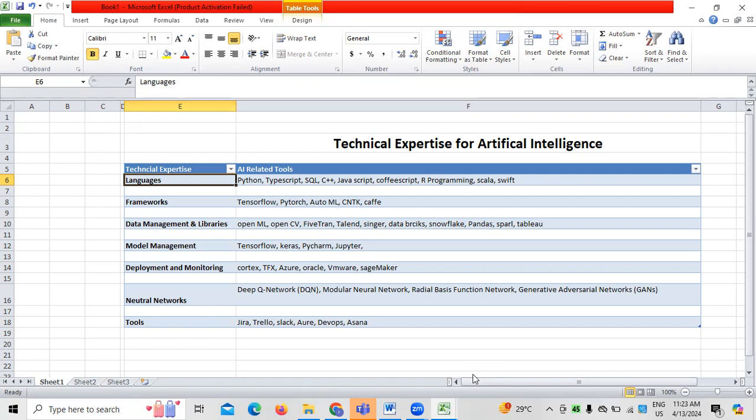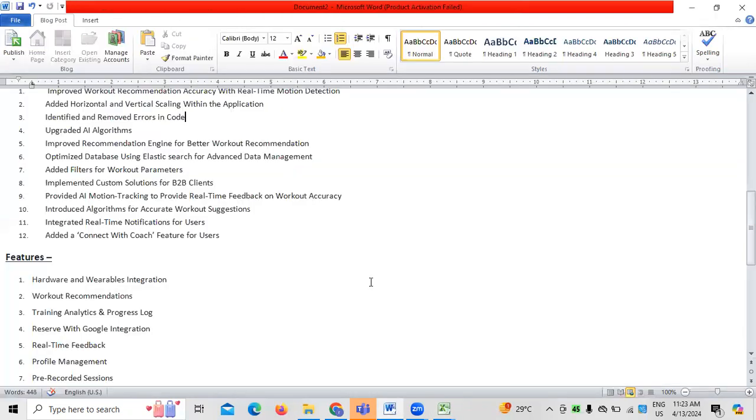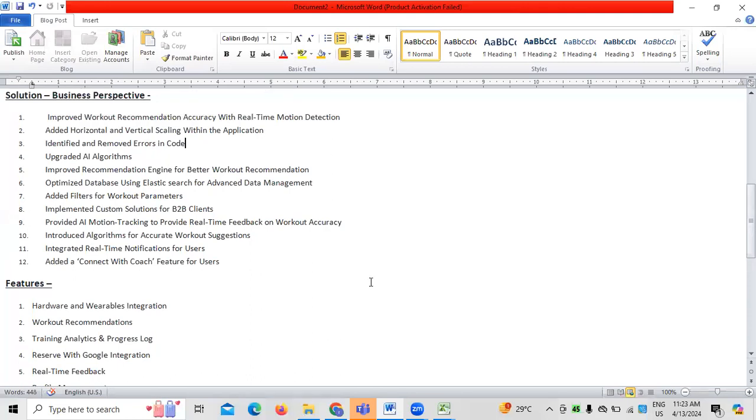This can be used. At the same time, as far as project management tools are concerned, when we are transforming our application to an agile environment, not from the traditional point of view, we need knowledge of tools like Jira, Trello, Slack, or Azure, or Asana, and DevOps platforms. These are all the technical expertise which the technical team will identify. What kind of technical expertise is required will be identified by them in advance. Based on that, subsequent implementation will be done accordingly.